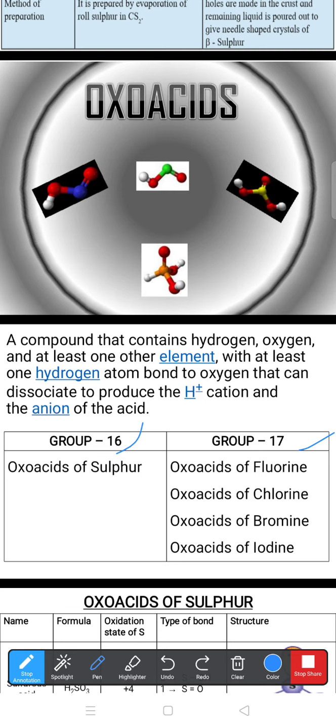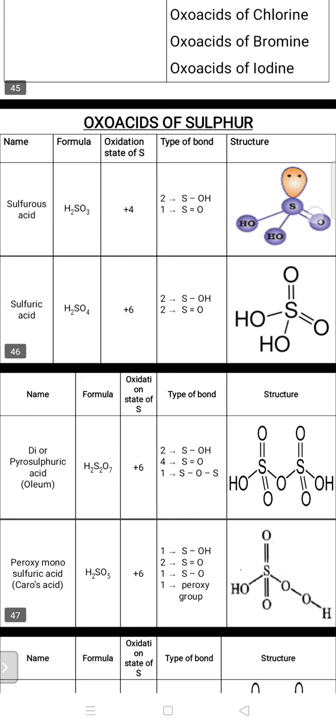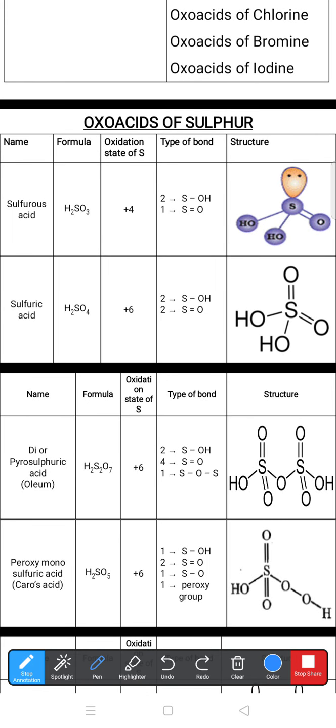Group 16 shows oxoacids of sulfur, while group 17 shows many oxoacids like oxoacids of fluorine, chlorine, bromine and iodine. So in group 17 the halogens have the ability to form many more oxoacids, but in case of group 16 we will see only sulfur. What are the different oxoacids of sulfur? We can see this in this table. This table includes 5 columns. The first column is the name of the oxoacid of sulfur, then its formula, then the oxidation state of sulfur in that compound, later the types of bonds available in that compound, and the related structure of that oxoacid.